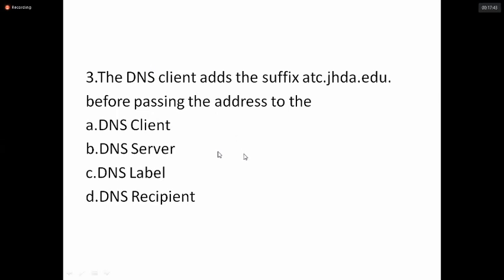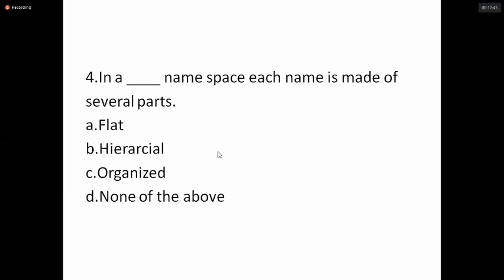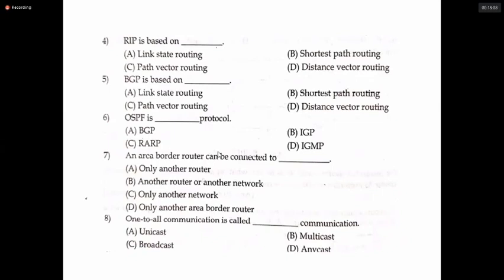In a dash namespace, each name is made up of several parts, whether it is flat, hierarchical, or organized. Very simple, hierarchical. Shall I move? Probably some questions I have added in the protocol sections also. Read the first one.